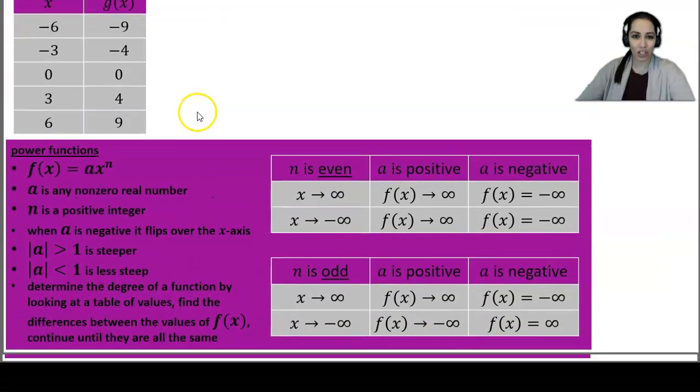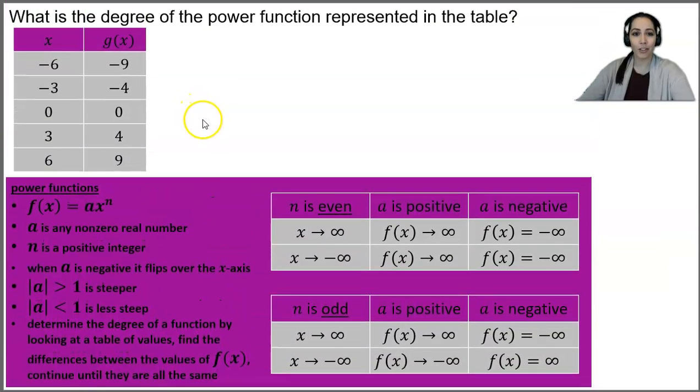Now that we have Chloe's cheat sheet notes, let's go ahead and find the degree of this power function. So the first thing we're going to do is come down here to Chloe's cheat sheet notes. She says if you are determining the degree of a function by looking at a table of values, find the difference between the values of f of x and continue until they are all the same. So in our problem, it's g of x instead of f of x. So we're going to find the difference between each of these.